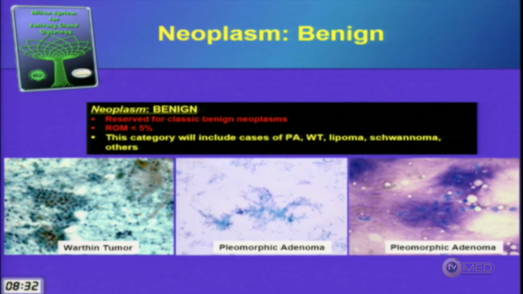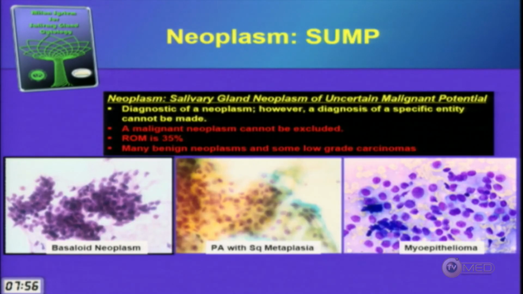A majority of these tumors in this category are going to be classic examples of pleomorphic adenoma like we have here in this alcohol fixed and the air dried preparation. And again, I hope everybody in this room, we're very accurate at diagnosing most pleomorphic adenomas. I'd say about 90% of them on FNA. Another common tumor in this benign category is going to be Warthin's tumor. Again, we do a great job with that. But other things that would be in this category include lipomas, schwannomas, and certain other tumors.